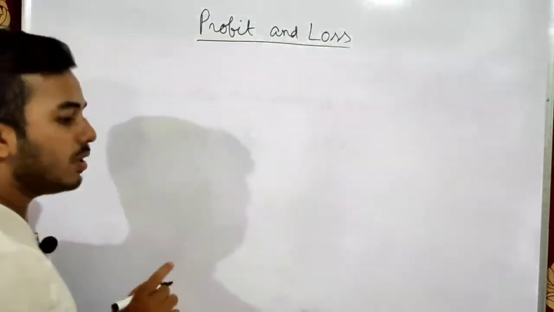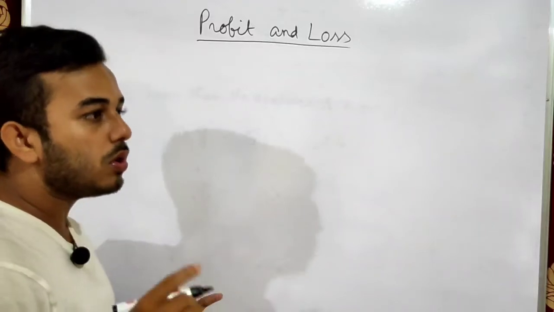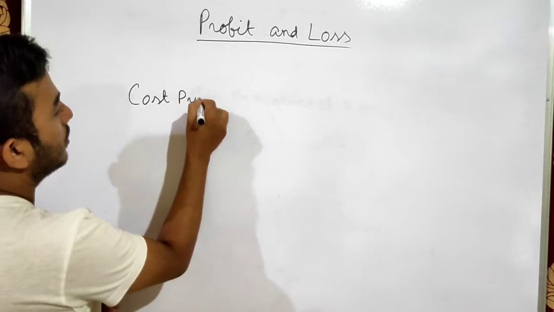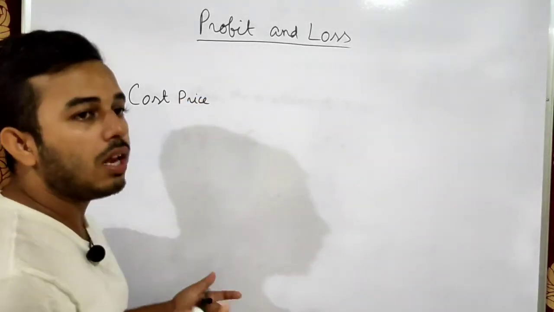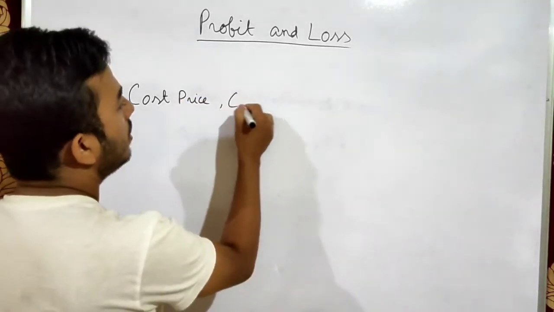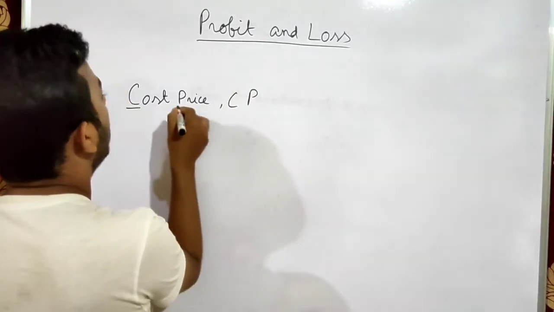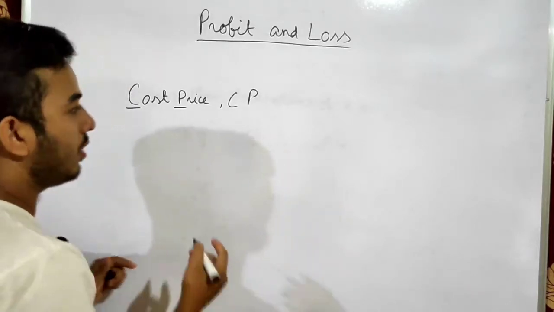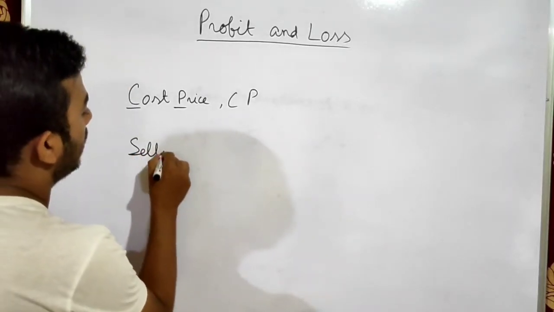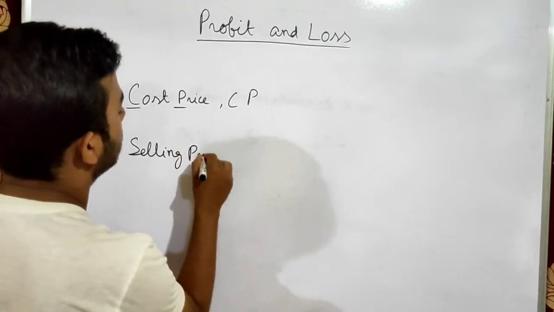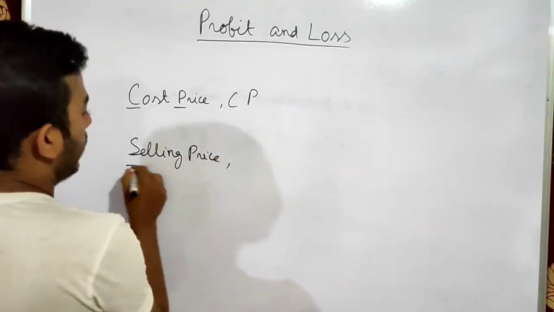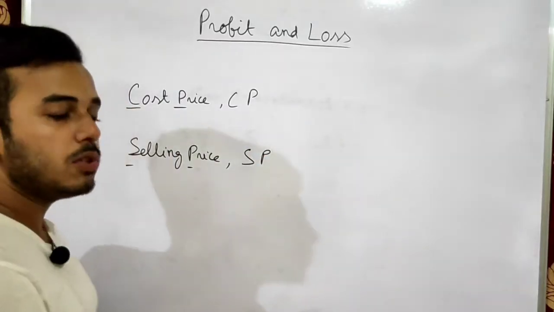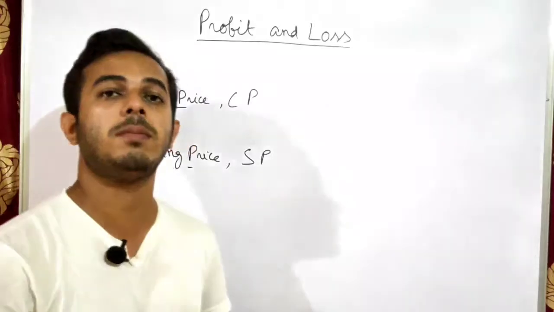As I told you, when I buy something, this is known as cost price. As length is denoted by L, cost price is denoted by CP. And when I sell something, it is known as selling price, denoted by SP. This SP doesn't mean superintendent of police, rather it is selling price.